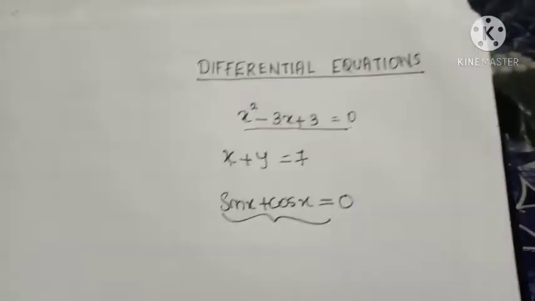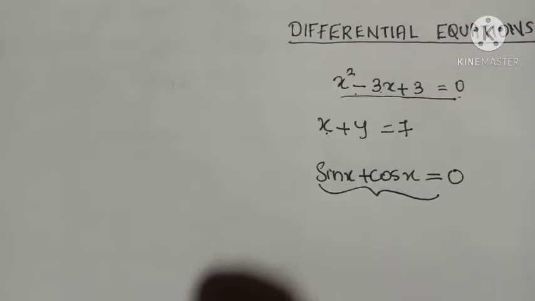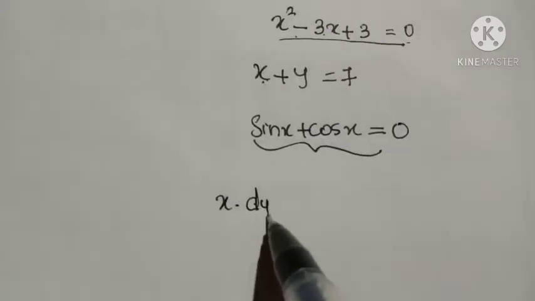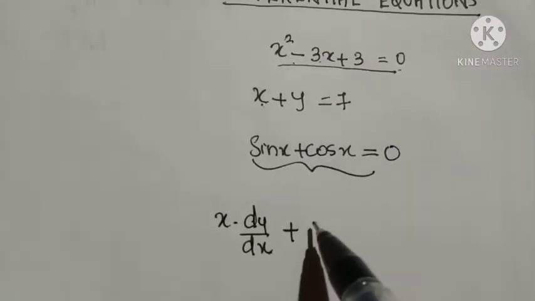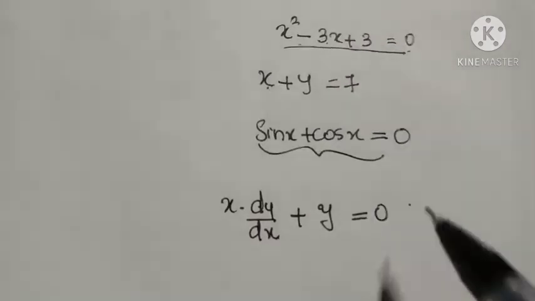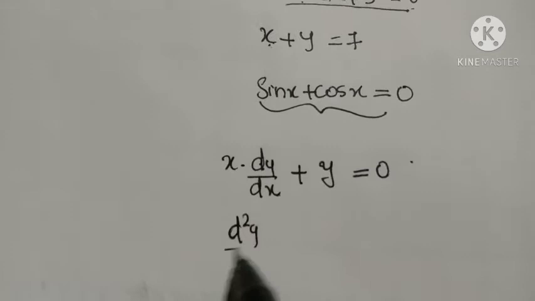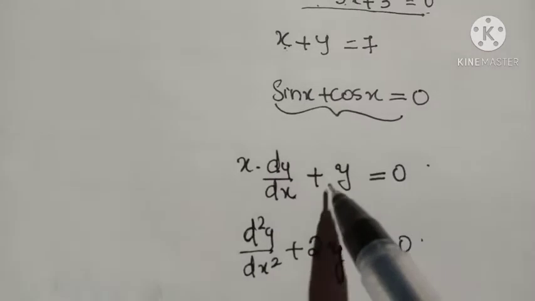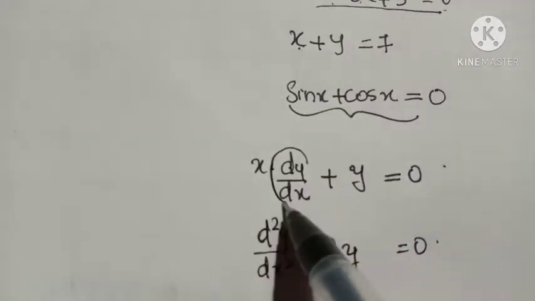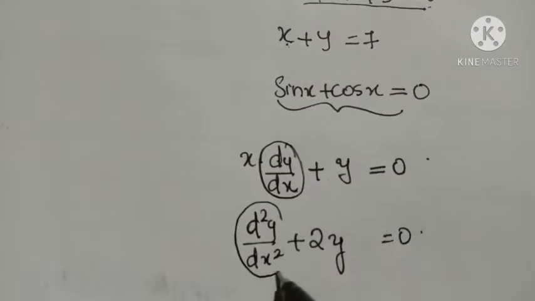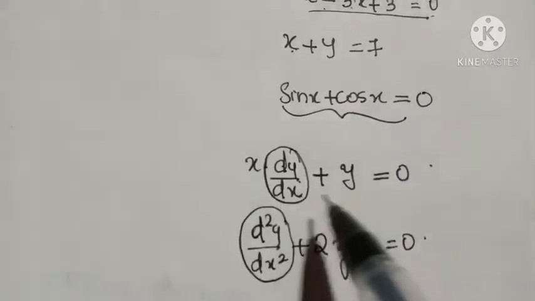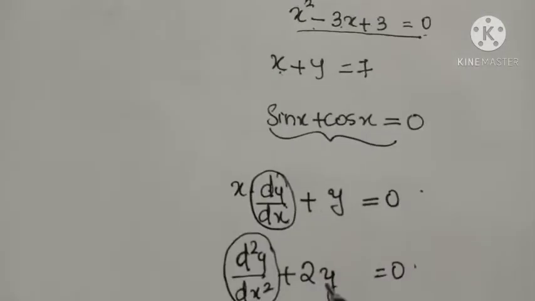Now see some equations carrying some derivatives. For example, x into dy by dx plus y equal to 0, or d square y by dx square plus 2y is equal to 0. In these two equations there are derivative terms, first derivative and second derivative. So any equation which contains derivatives is called a differential equation.